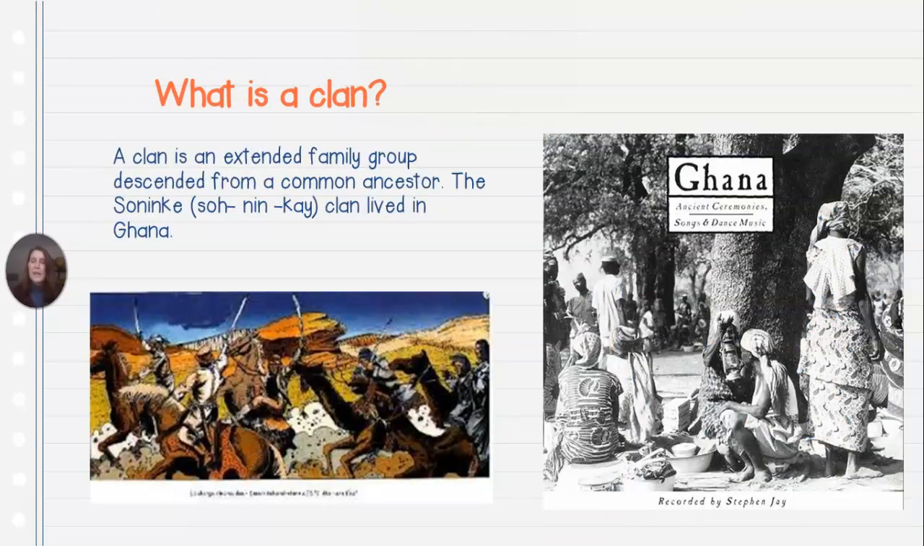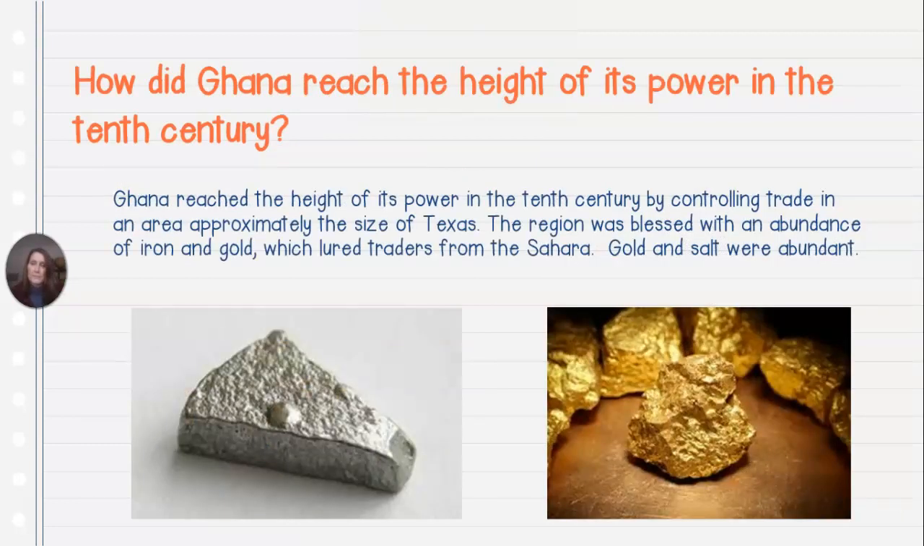What is a clan? A clan is an extended family group descended from a common ancestor. The Soninke clan lived in Ghana. How did Ghana reach the height of its power in the 10th century? Ghana reached the height of its power in the 10th century by controlling trade in an area approximately the size of Texas. The region was blessed with an abundance of iron and gold, which lured traders from the Sahara.